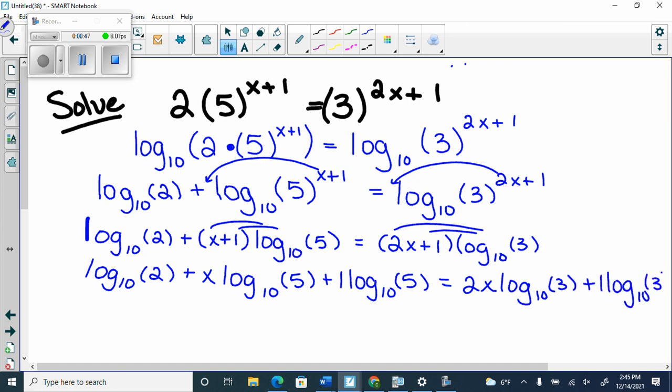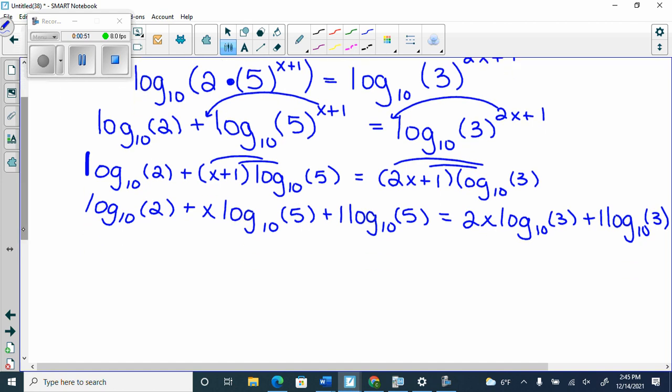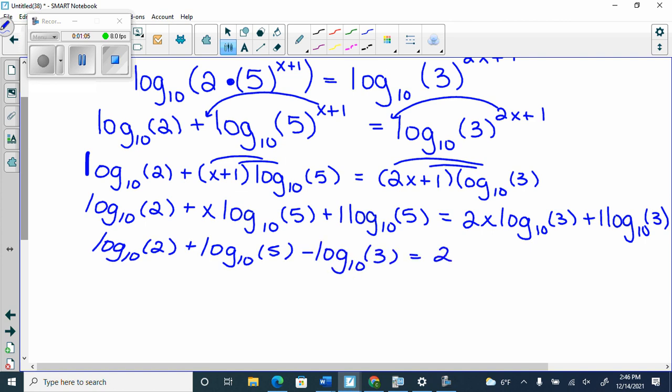And then you have to get the x's together. And I was lazy, so I moved this over to there. I didn't make the x's to the left because I like having them more positive. Minus log base 10 of 3 equals 2x. You'll still get the same answer if you did the other one. Log base 10 of 3 minus x log base 10 of 5. Then take an x out.